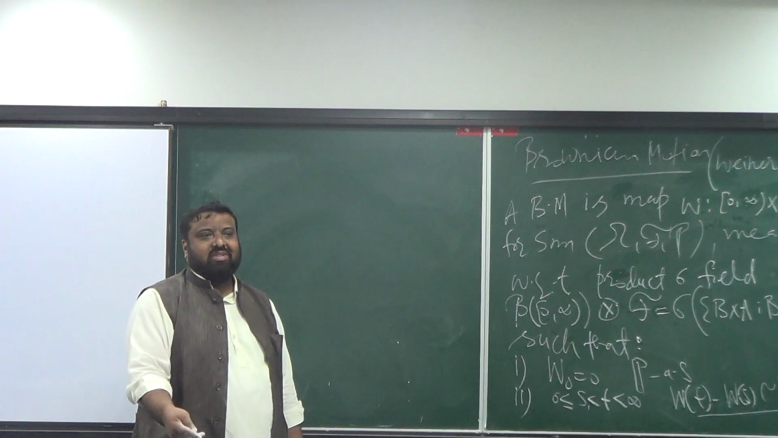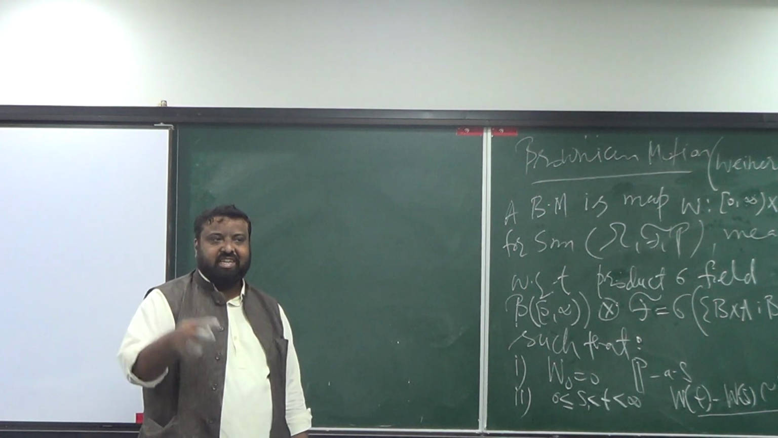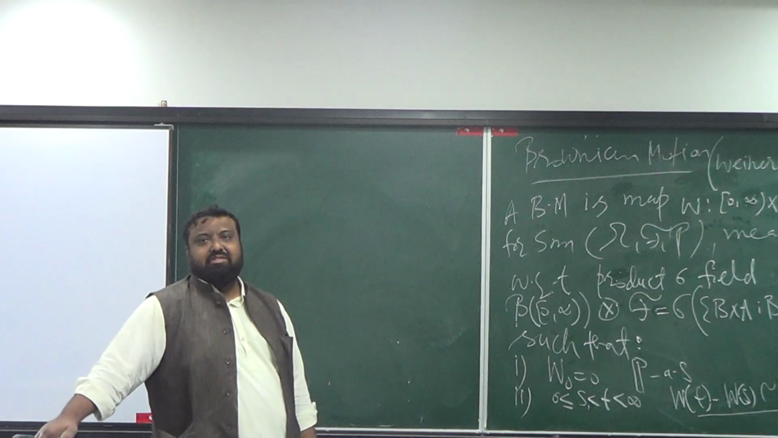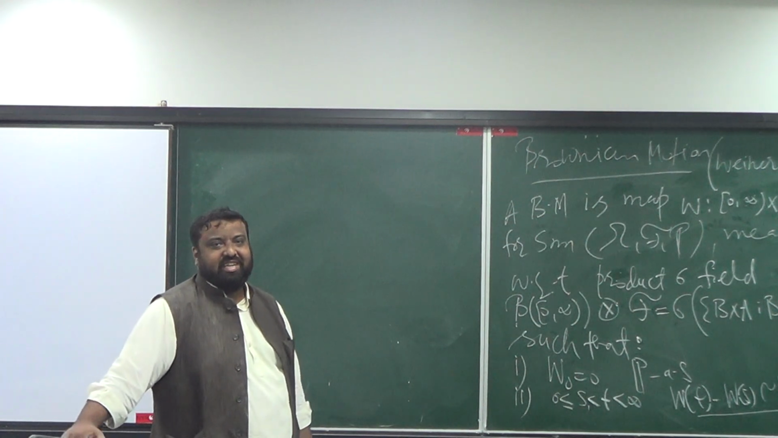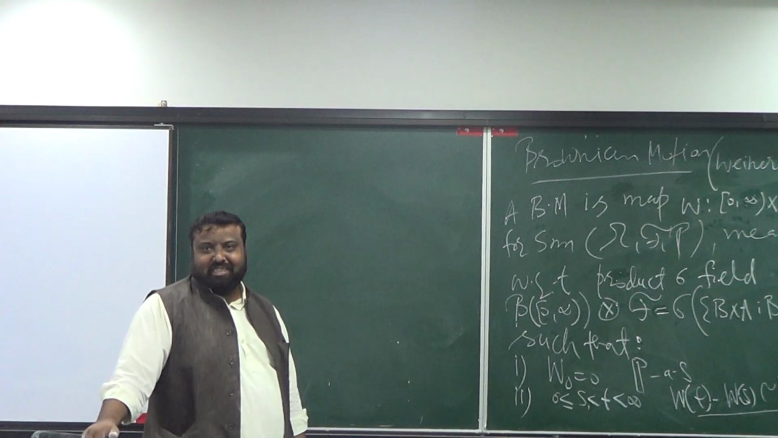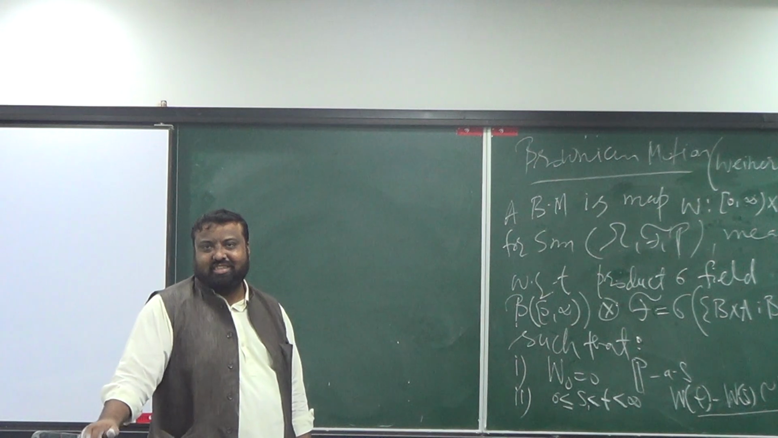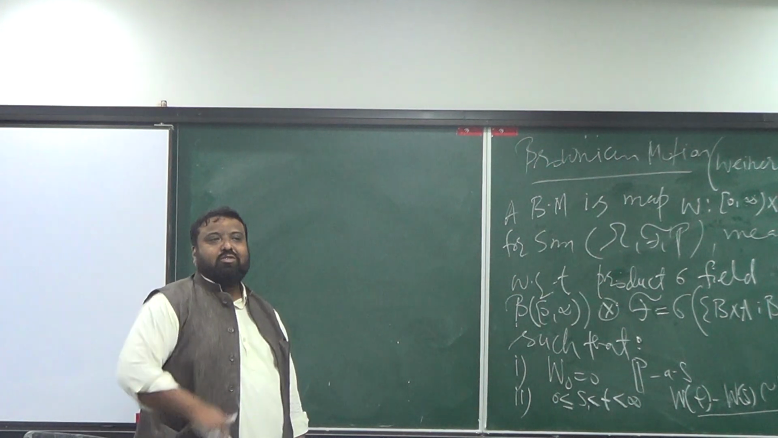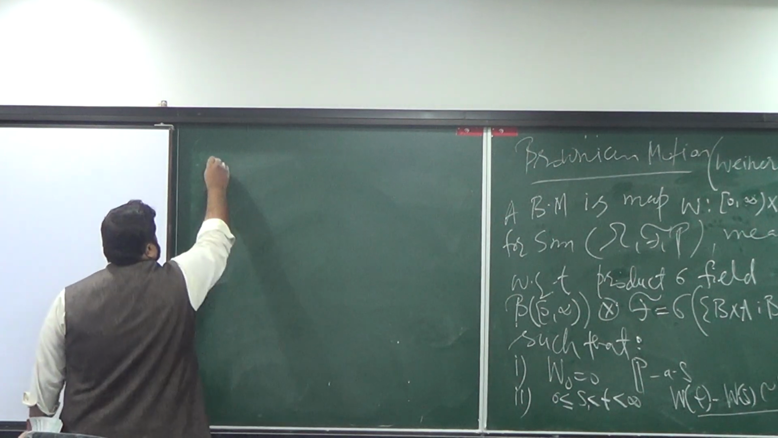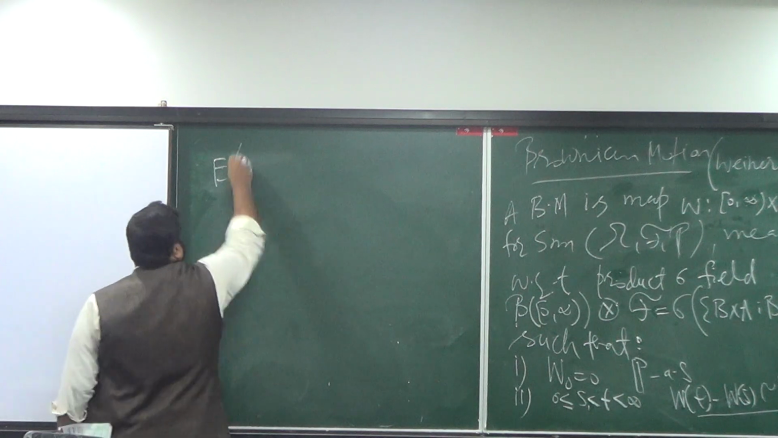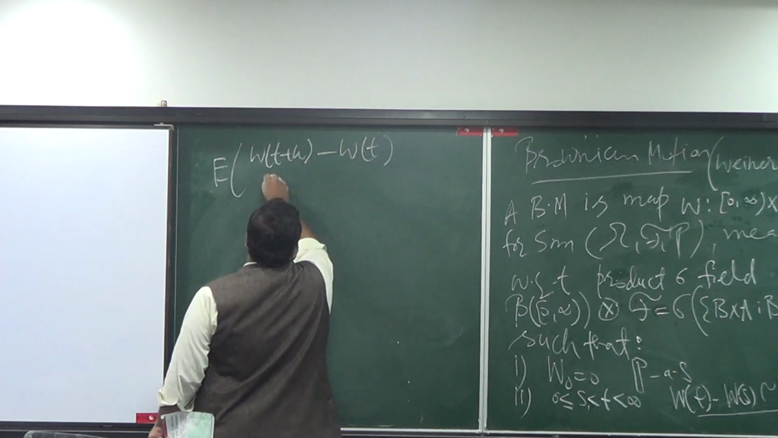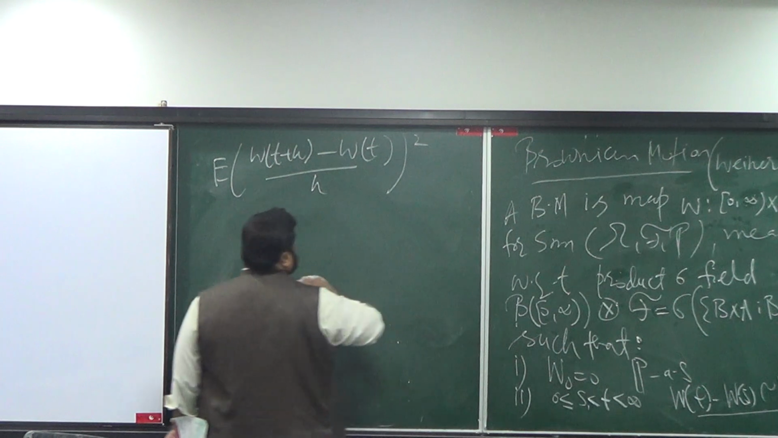So we also know the meaning of differentiating, a derivative with respect to time. What is the definition? Take any function f of t: f(t+h) minus f(t), divided by h, and take the limit as h goes to 0. But now you have to take that limit in L2. So what should I do? The expectation of (W(t+h) minus W(t)) over h, whole square.